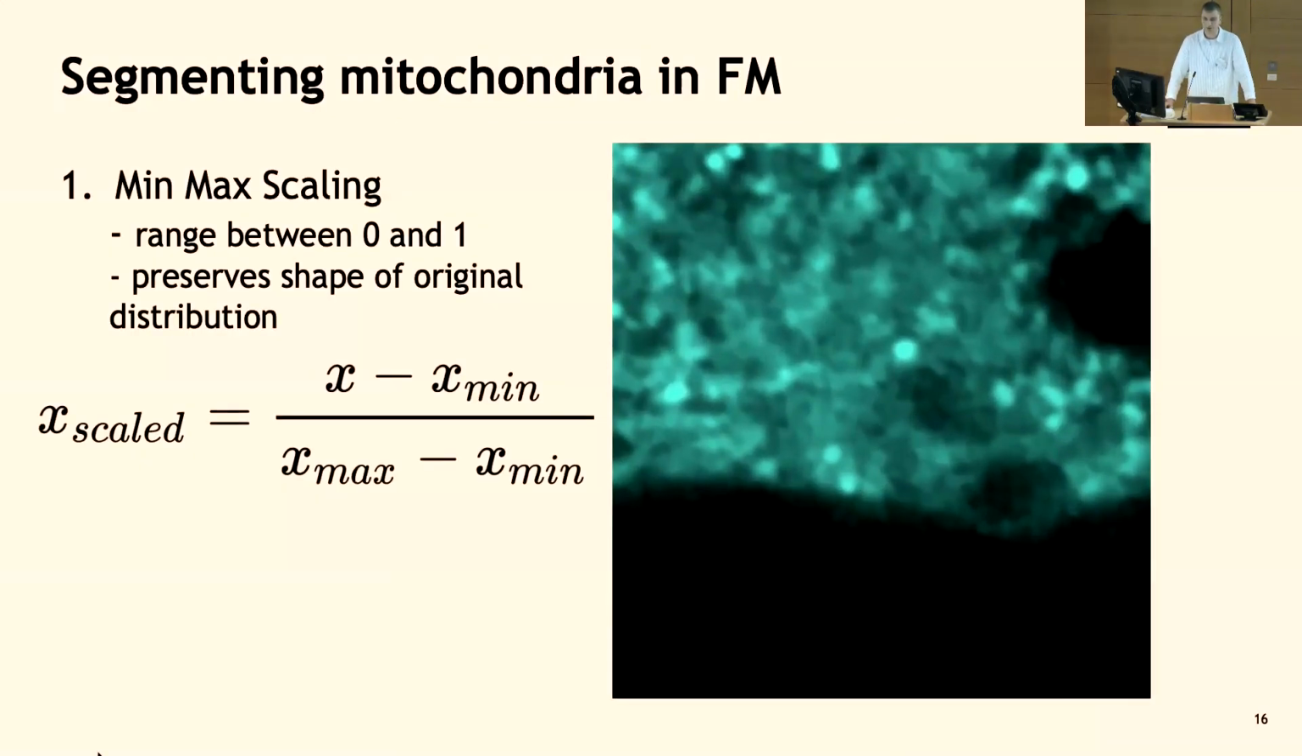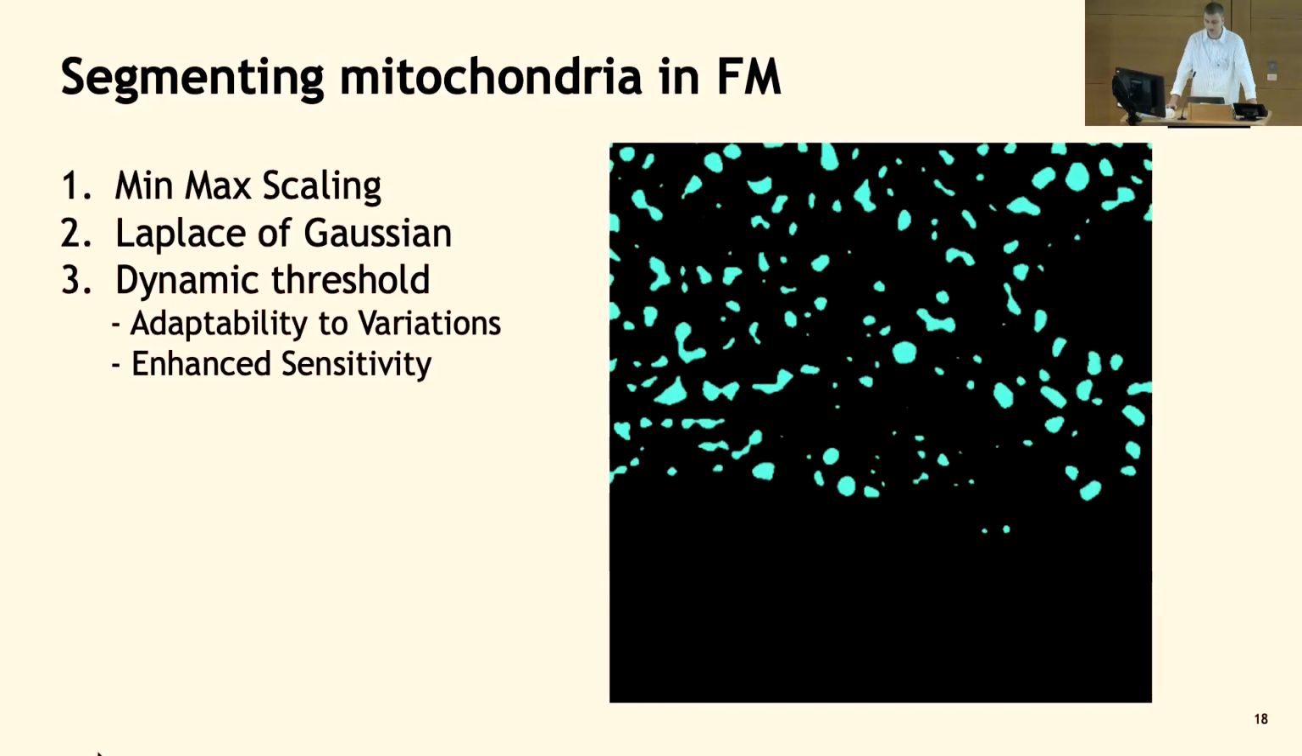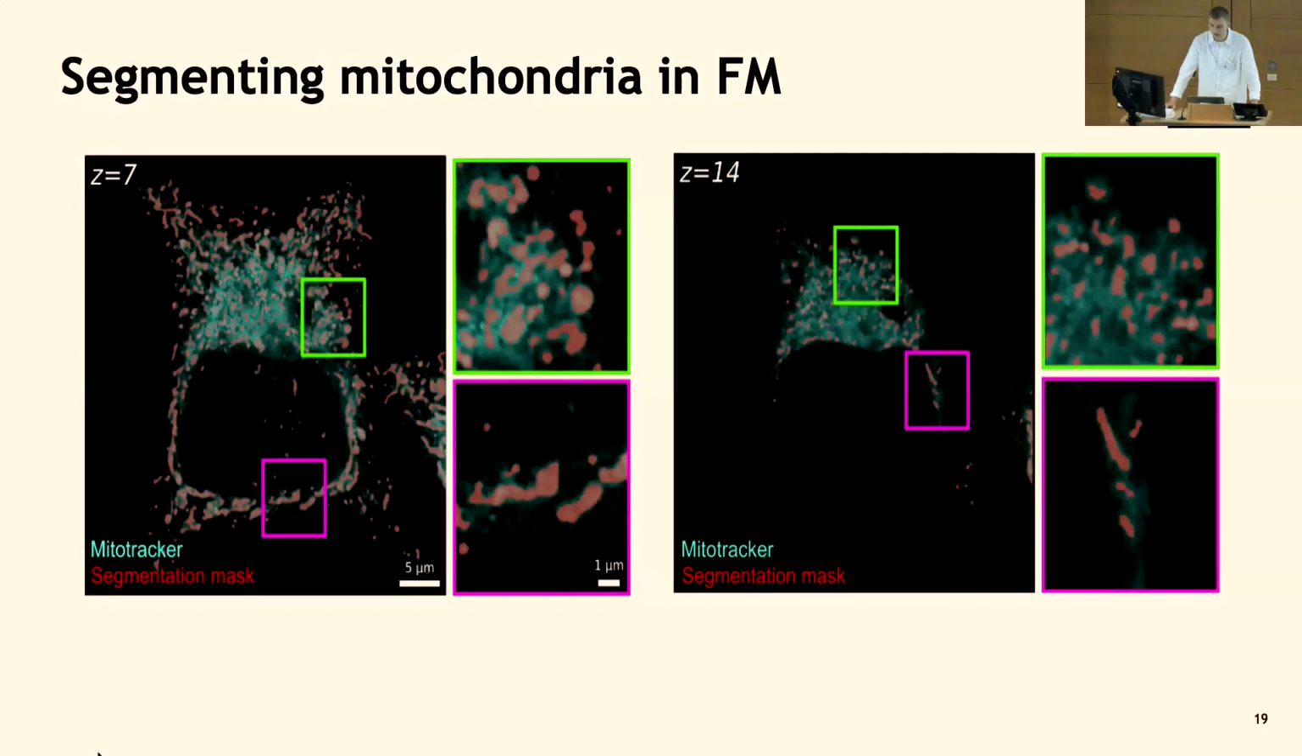And the first step is to scale the data, and this is done using min-max scaling. This ensures that the thresholding process is consistent across data sets. The next step is to apply a Laplacian of Gaussian filter. This essentially enhances the edges and detects features where there's a high amount of intensity change. And lastly, we create the segmentation mask using a dynamic threshold. When we put this all together, we're able to create segmentations that look something like this.